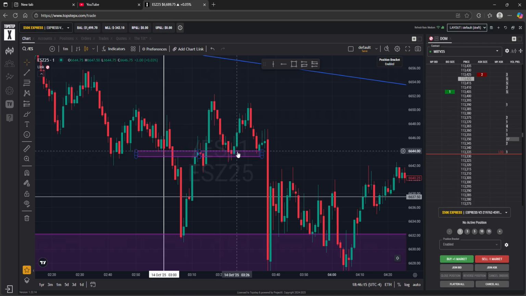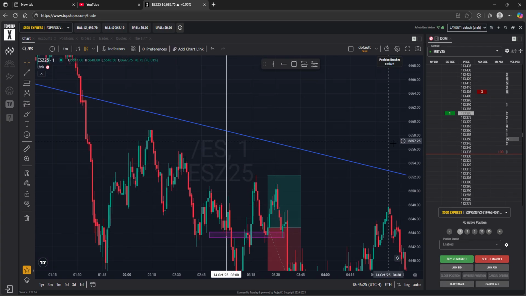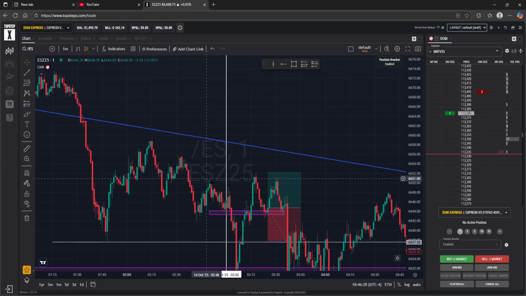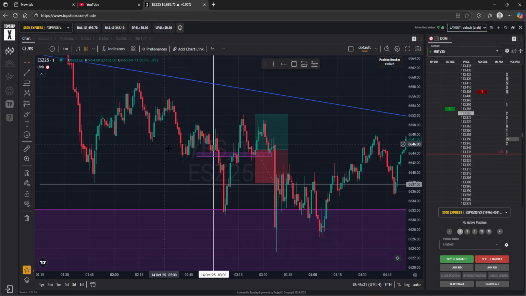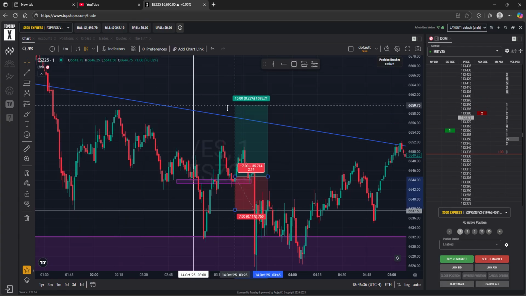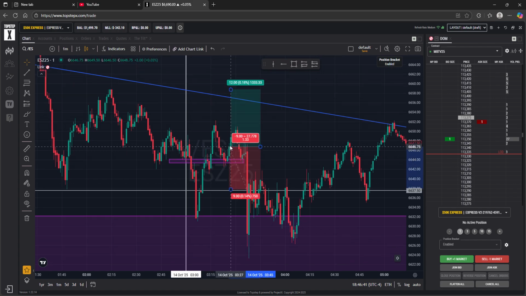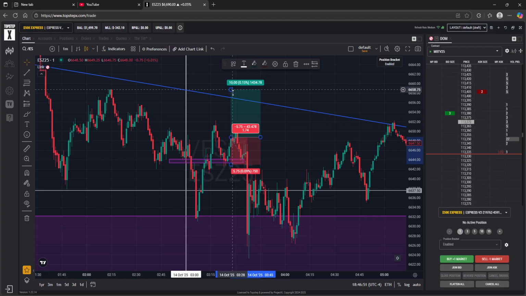Unfortunately for me, I decide to enter sometime here, I believe. Obviously I thought we had better draws on liquidity to the upside than this gap, but I thought wrong. My take profit was gonna be over here. Stop loss, I believe, wasn't it here? It might have been here. I think that's what it is. Yeah, and stop loss was somewhere down here. Take profit up there.